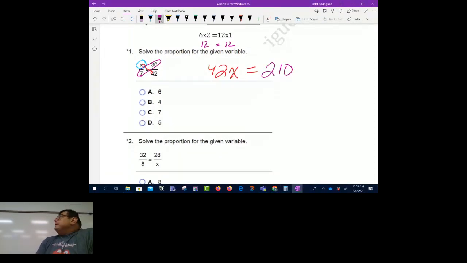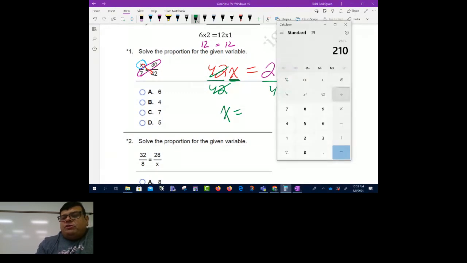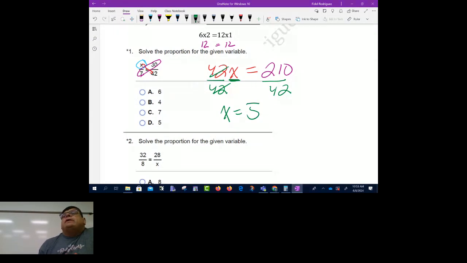Okay. Now, y'all, the way we solve this problem is we want to get this guy right here by itself. The way we get rid of the 42, y'all, is to divide. Always to divide. Okay. So we're going to take 210 and divide it by 42. And the number I'm coming up with, y'all, is 5. Is that one of my choices here? Boom. Choice D, right?